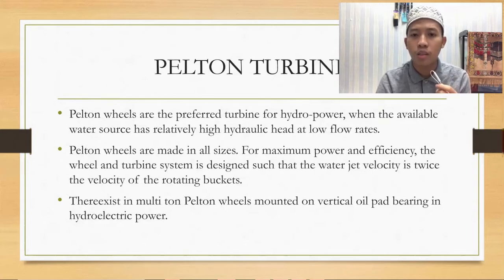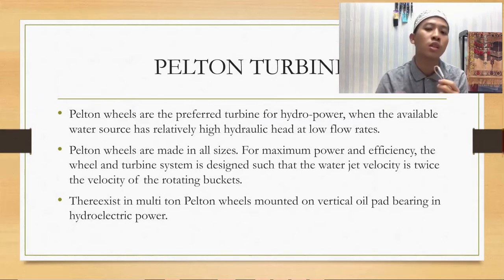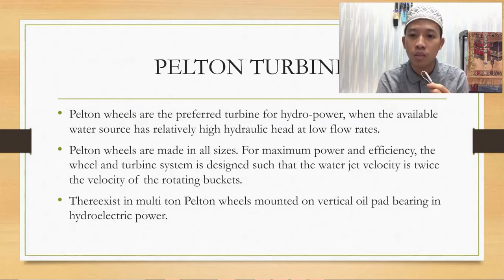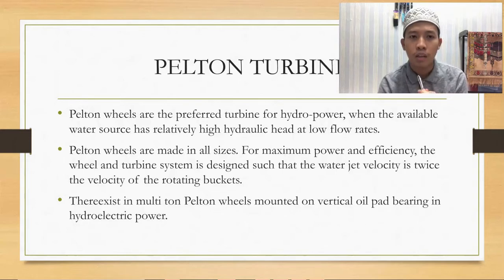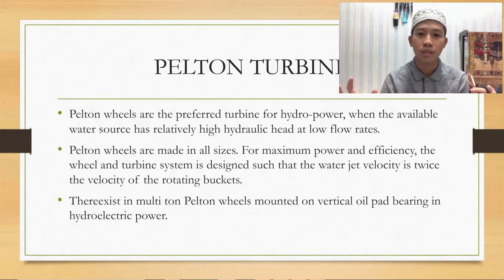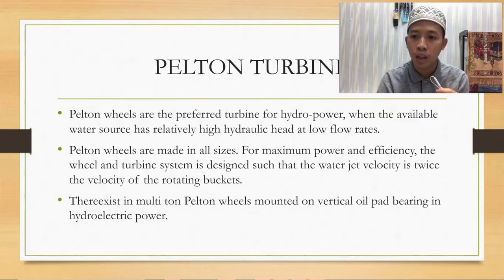So lastly is the Pelton turbines. Pelton wheels are the preferred turbine for hydropower when the available water source has relatively high hydraulic head at low flow rates. Pelton wheels are made in all sizes. You can get Pelton turbines in many sizes for maximum power and efficiency.